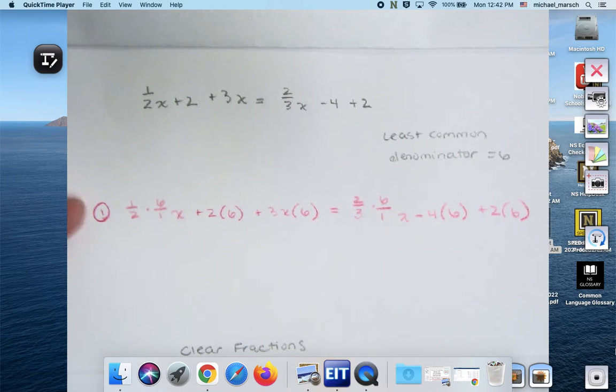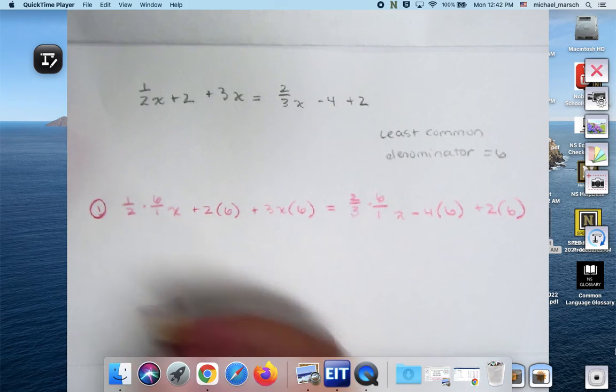So that was step 1. We multiplied everything by 6. Step 2 is to simplify each term.